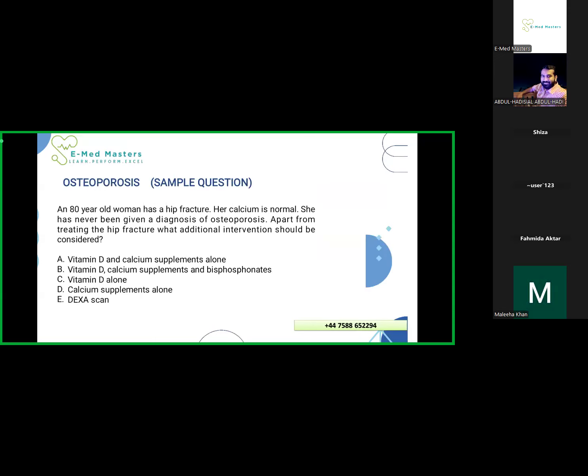A simple question: an 80-year-old woman has a hip fracture. So a hip fracture occurred in an 80-year-old woman. Her calcium is normal. She has never been diagnosed with osteoporosis. Apart from treating the hip fracture, what additional intervention should be considered? What do you all think might be the cause of her hip fracture at 80 years old?